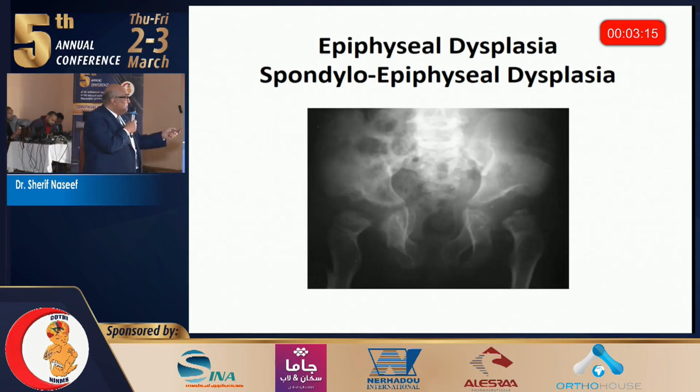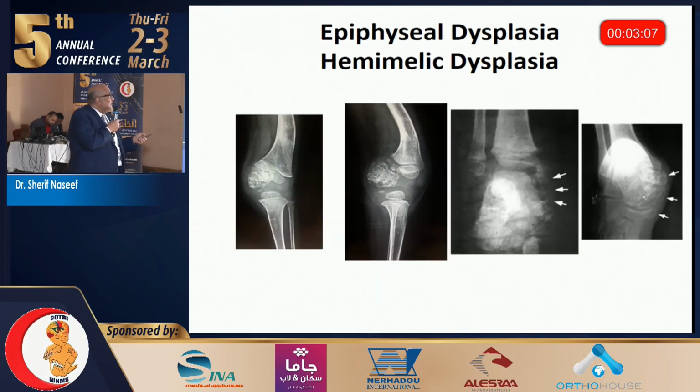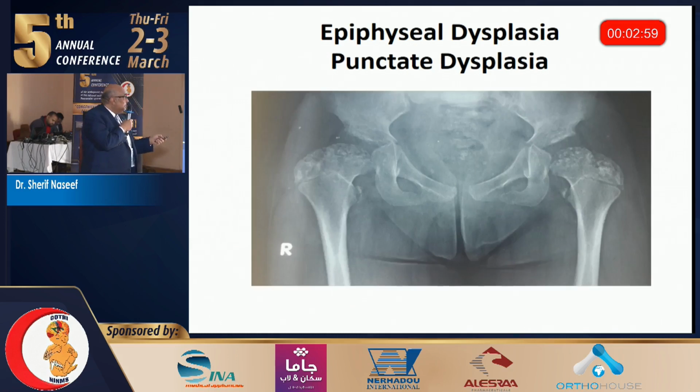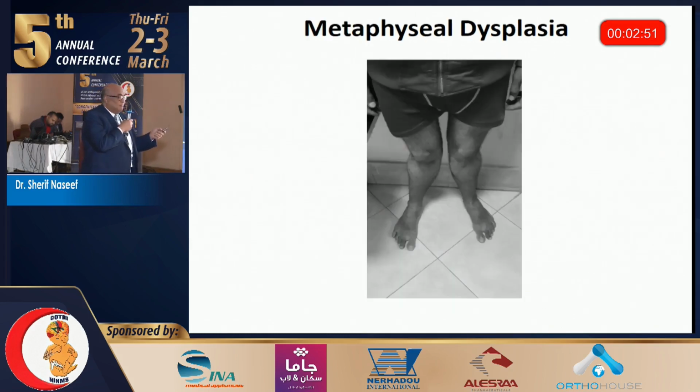And this is Morquio disease, mucopolysaccharidosis. It's typical as spondyloepiphyseal dysplasia, but with subluxation of both hips. Half of the epiphysis may be affected, dysplasia epiphysealis hemimelica, with appearance of a mass, or punctate appearance of the epiphysis, as in dysplasia epiphysealis punctata. And this is found only by plain radiography.